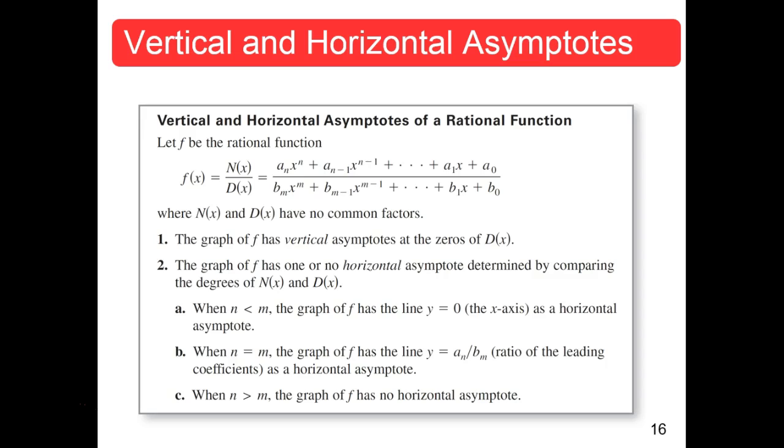Okay. Now, the graph can have multiple vertical asymptotes depending on how many factors it has in the denominator. Those are the zeros of the D of F. As long as they have no common factors, every one of those zeros is a vertical asymptote. Now, the graph of F has either one or no horizontal asymptote. It can't have 2 or 3. Only one or none. Horizontal asymptote is determined by comparing the degree of your numerator with the degree of the denominator.